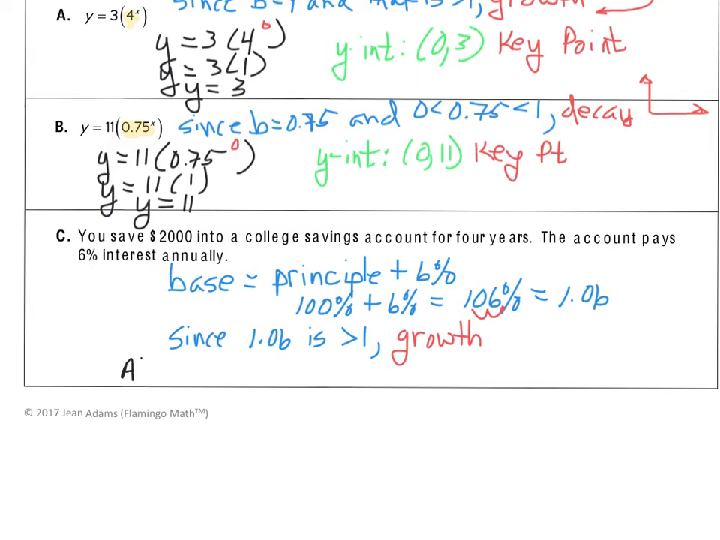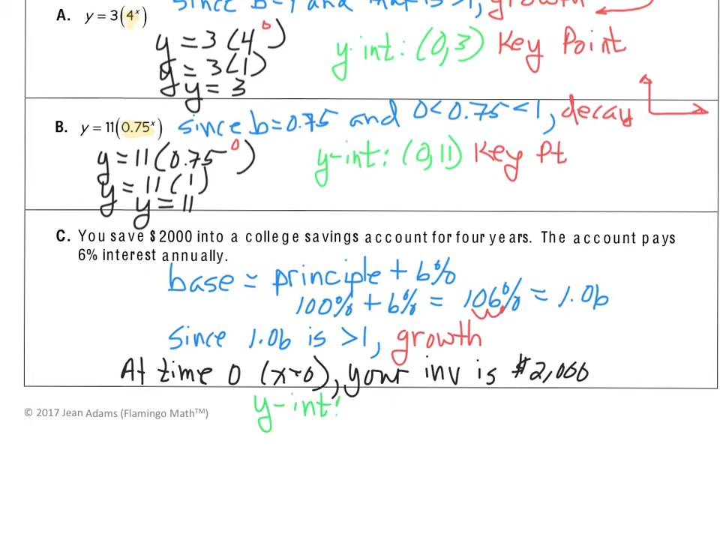So at time 0, which means x equals 0, your investment did not grow. So your investment is $2,000. So that is your y-intercept. So your y-intercept is going to be 0, $2,000.